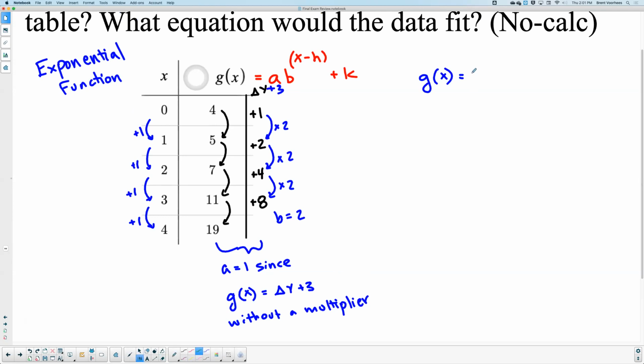What's our base? 2 to the power x minus h plus 3. Okay, last thing. Let's plug in a point to see what h is. If you start plugging in points, you know what? I wanted to show you a way with property. I hate it when I do this, but I'm going to change in the middle.